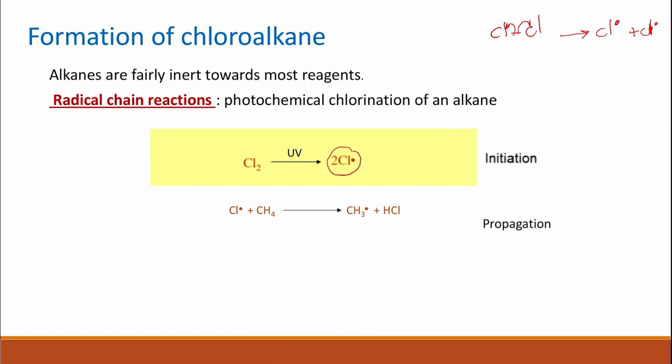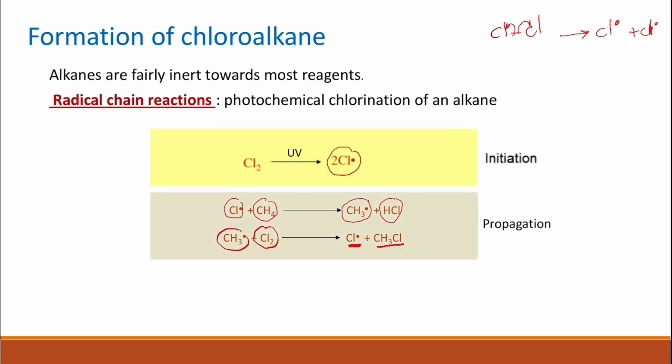In the propagation step, the chlorine free radical will react with methane, and that will give a methyl free radical and hydrogen chloride. So the free radical reacts with methane, takes one hydrogen, and leaves a free radical of methyl. Then the methyl free radical again will react with chlorine, which already exists in the reaction mixture, and will give us again chlorine free radical and methyl chloride. The chlorine free radical will again react with methane to give more free radicals. So basically the propagation step is the step where more free radicals are being produced. So this is the propagation step. All the time there are more free radicals produced.